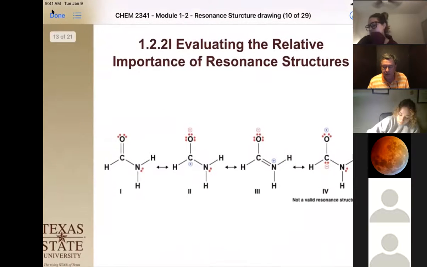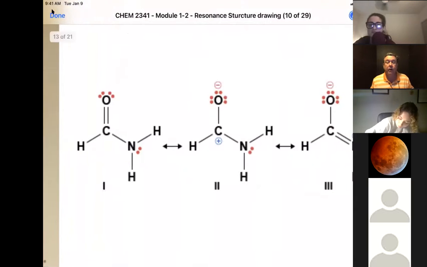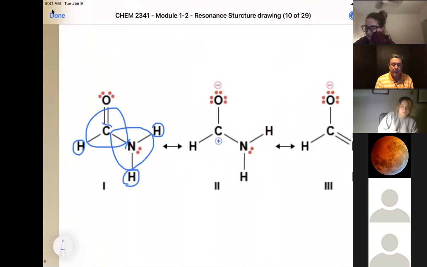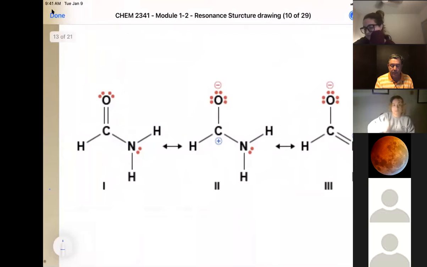So let's use those rules to evaluate all of these resonance structures for this amide and figure out which one is the most important or the most valid. First, we draw a valid Lewis dot structure. We have 2 electrons around each hydrogen, 8 electrons around nitrogen, 8 electrons around carbon, and 8 electrons around oxygen. So we have a valid Lewis dot structure. Now let's make sure we've put our lone pairs in correctly, and they're in the correct location as well.